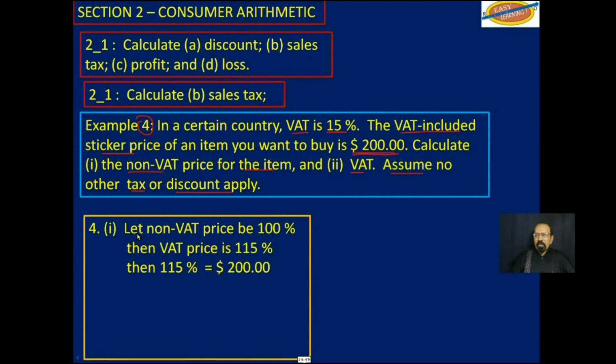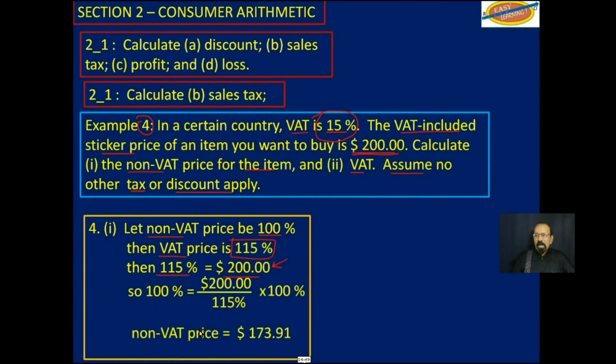So you would let the non-VAT price be 100%. Then the VAT price would be 115%, because remember, VAT is 15%. So that the 115% is equal to $200, that this includes the VAT. 100% will be 200 over 115 multiplied by 100, and you get 173.91. That is the non-VAT price.